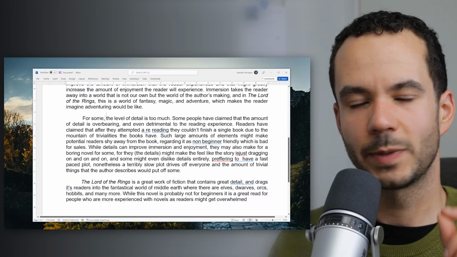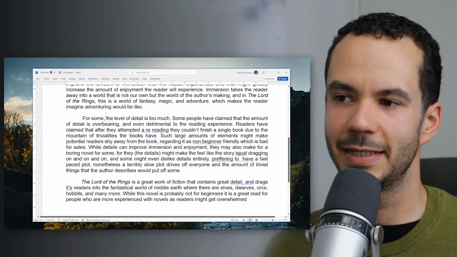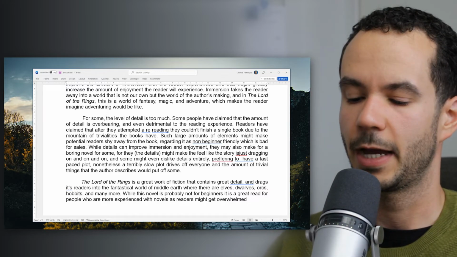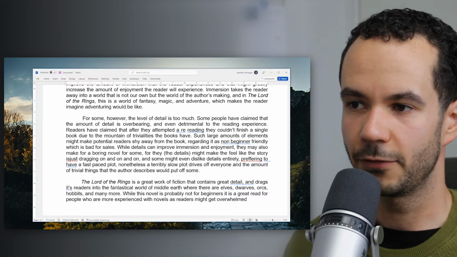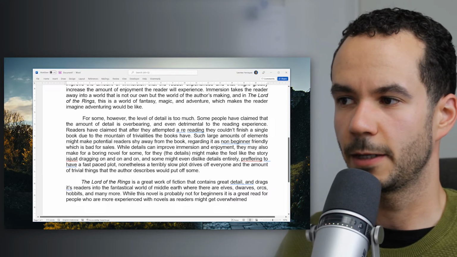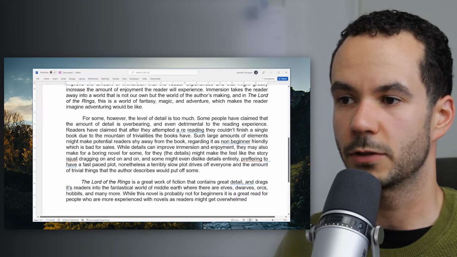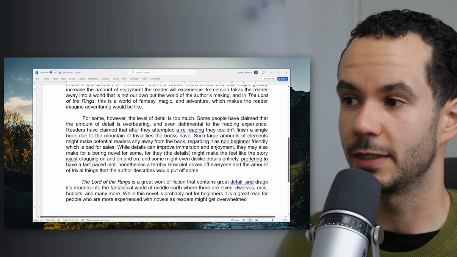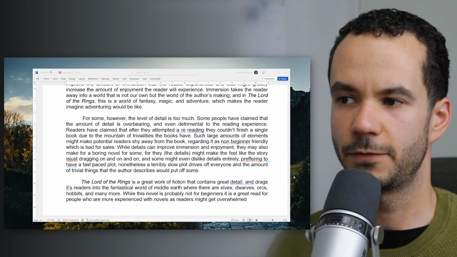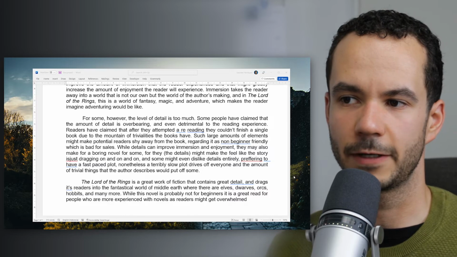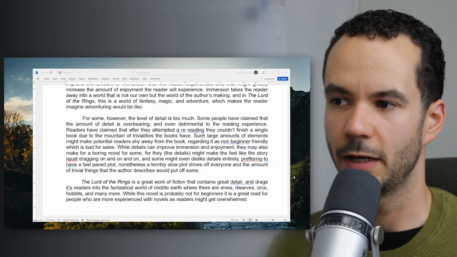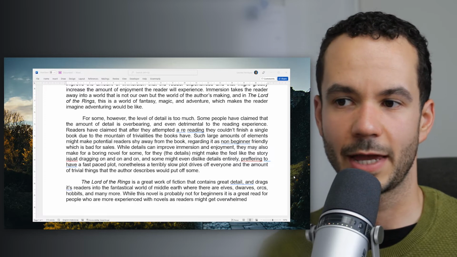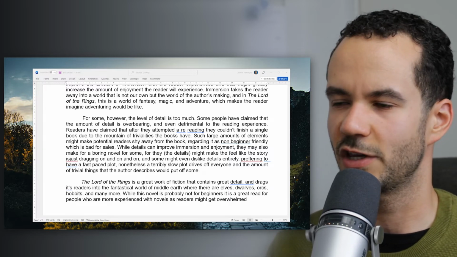Now what we could do is we could add a linking word here to even indicate more contradiction. So we could say for some, however, the level of detail is too much. Some people have claimed that the amount of detail is overbearing, which is a nice word to use, and even detrimental to the reading experience. I think that's a very nice topic sentence, and we have a very nice linking phrase as well. So this is a very good topic sentence, linking phrase, and we could even say level 2 sentence-ish.